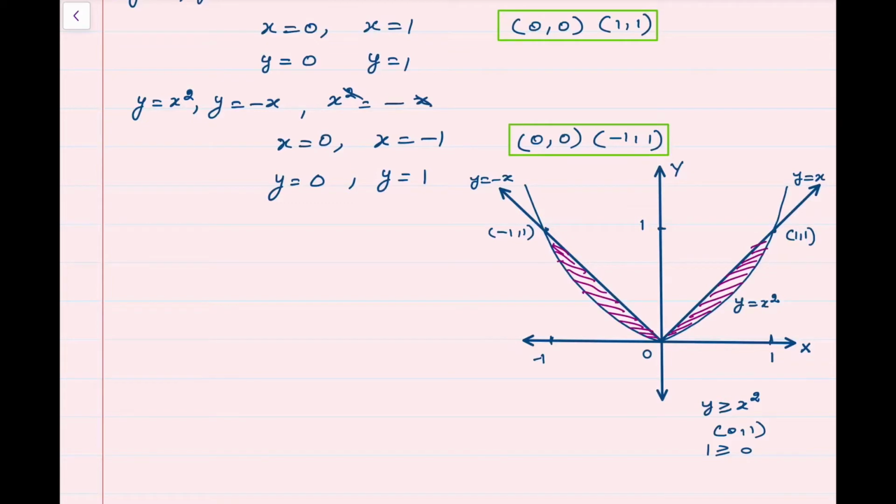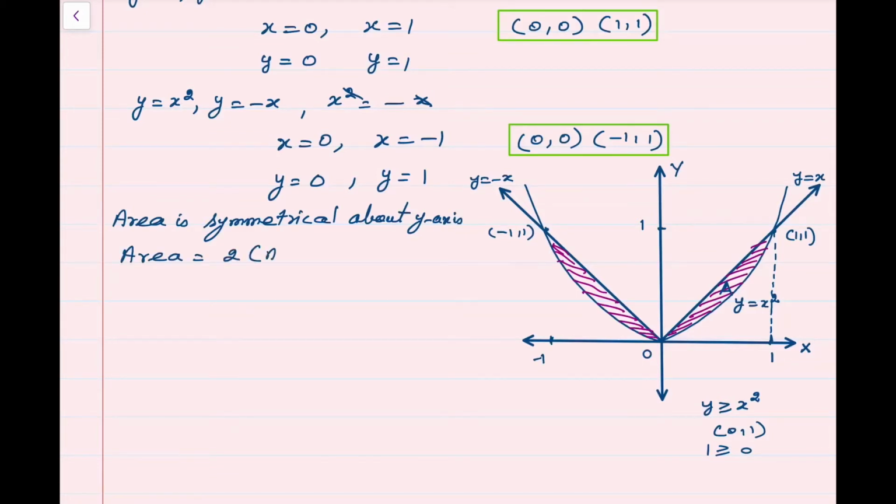We will draw the limit line. I will name this area as A. Area is symmetric about y-axis. Therefore, area is 2 times area A. 2 times area A is between 2 curves. We have to do upper curve minus lower curve. Upper curve is a line and lower curve is a parabola. With respect to x variable we are doing. The limits for x are 0 to 1.